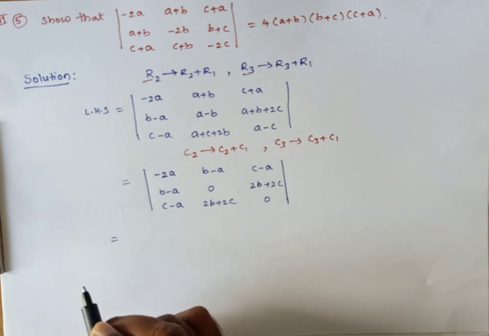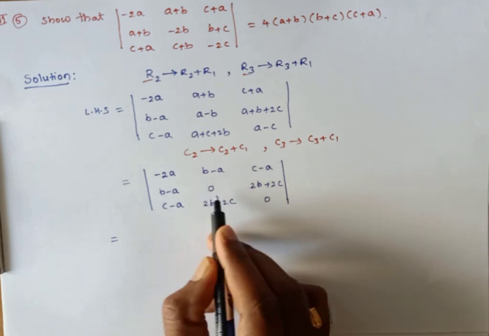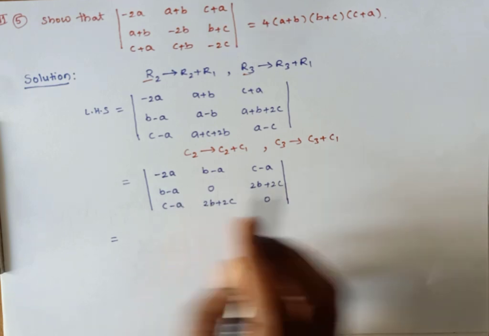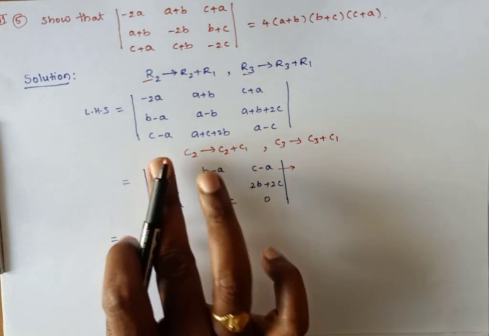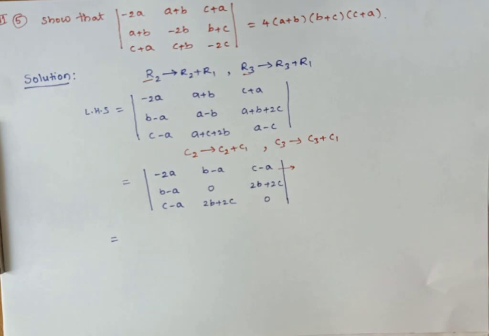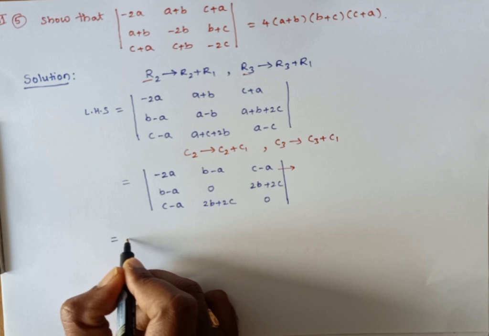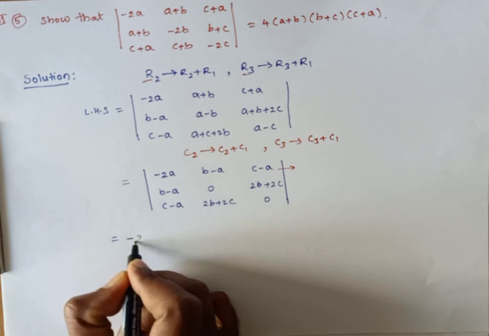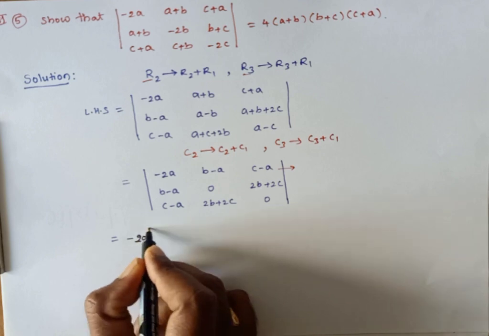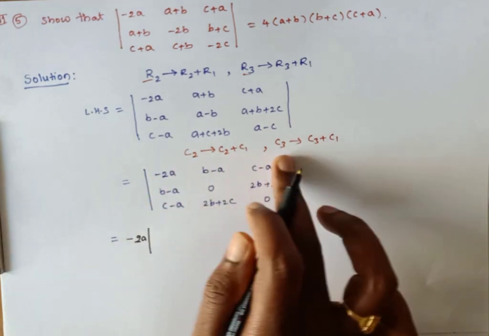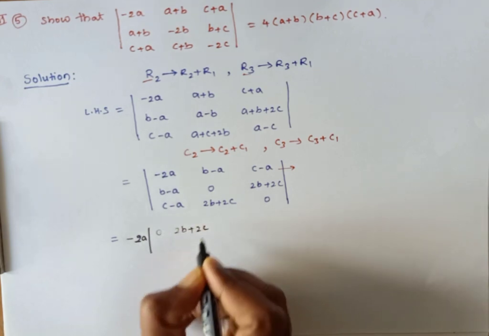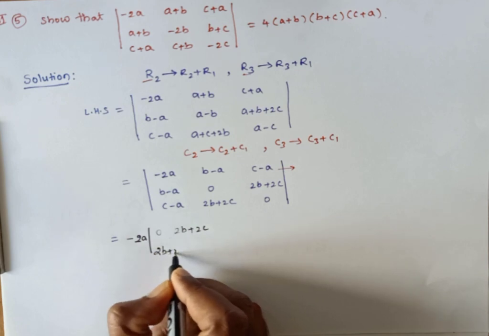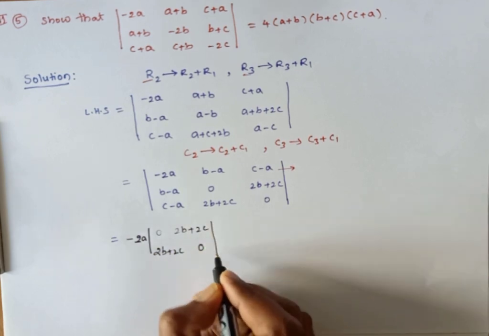Somewhat it may be easy, since the determinant contains two zeros. So we can expand this determinant along the first row. You know the signs of the first row: positive, negative, positive. Right? So here I'm expanding this along the first row. So this is minus 2a into, by deleting this row and column, the rest of the elements are 0, 2b plus 2c. This is a 2b plus 2c, 0.